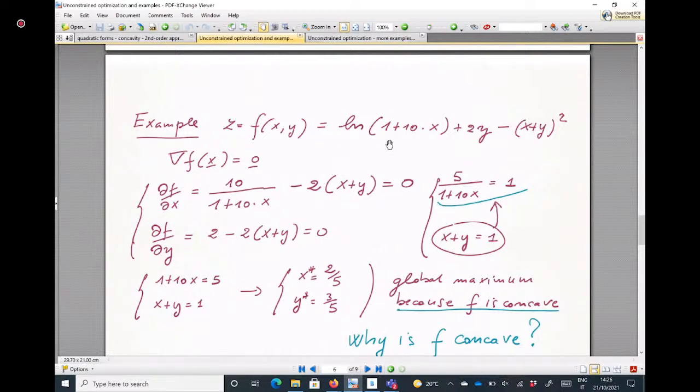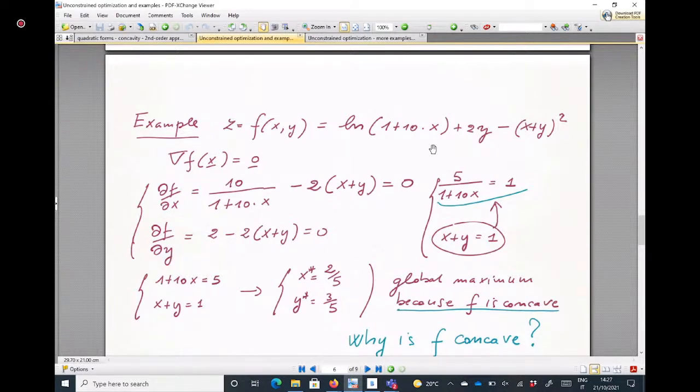The derivative is 1 over the argument of the log times the derivative of the argument with respect to x, times 10. And this is the derivative of the first term with respect to x. The second one is 0, because it depends only on y. What about the third one? Don't expand this square, just use the chain rule. So minus 2 times (x plus y) times the derivative with respect to x of the base of this power, which is 1, okay? So minus 2(x plus y), and this must be equal to 0.